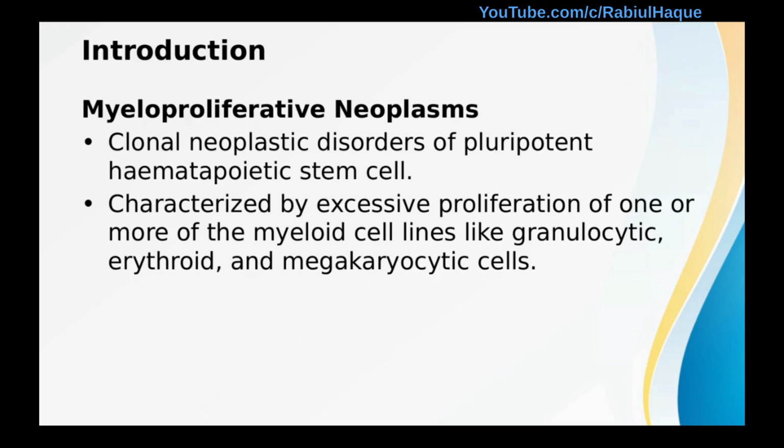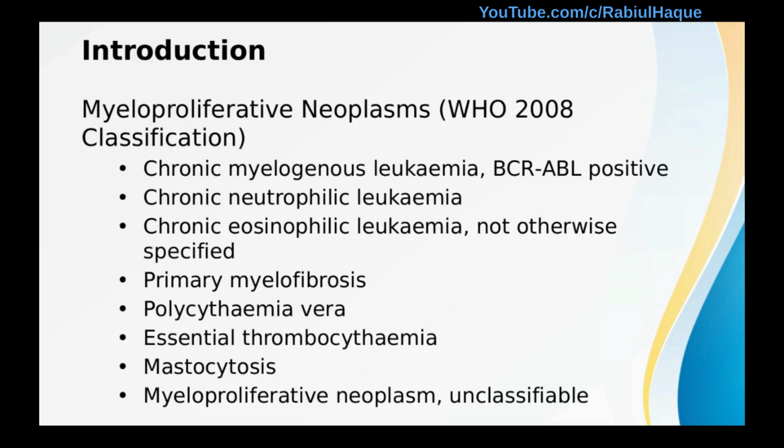These are clonal neoplastic disorders of pluripotent hematopoietic stem cells, and it is characterized by excessive proliferation of one or more of the myeloid cell lines like granulocytic, erythroid, and megakaryocytic cells. So in this slide we are seeing the World Health Organization classification of myeloproliferative neoplasms. You can see that chronic myeloid leukemia or chronic myelogenous leukemia is listed at the top.